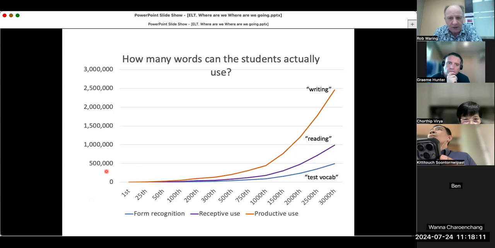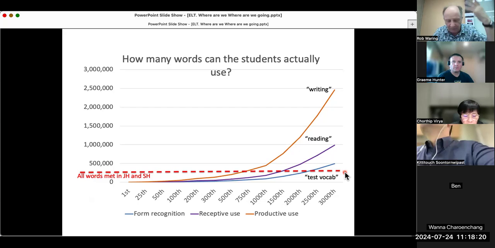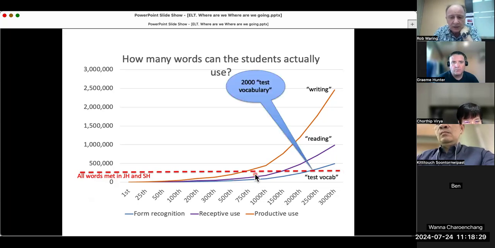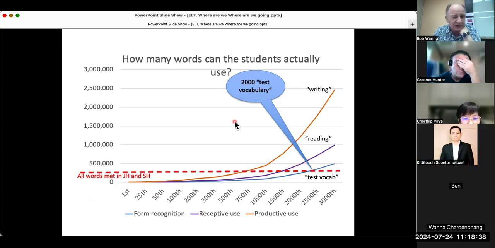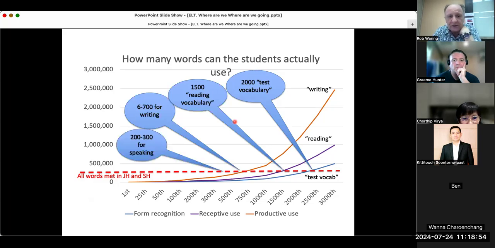And if we now look at the same data, but at all the total words met in junior high and senior high within the North Asia context, let's say Korea, Japan, Taiwan, even Vietnam, the amount of words in the textbooks means the students at the end of the course will have a 2,000 word test vocabulary. Their reading vocabulary, let's say in context with a dictionary, they can deal with 1,500 words. They probably have 600 to 700 words available for writing if they use their dictionary, but only 200 to 300 for speaking.